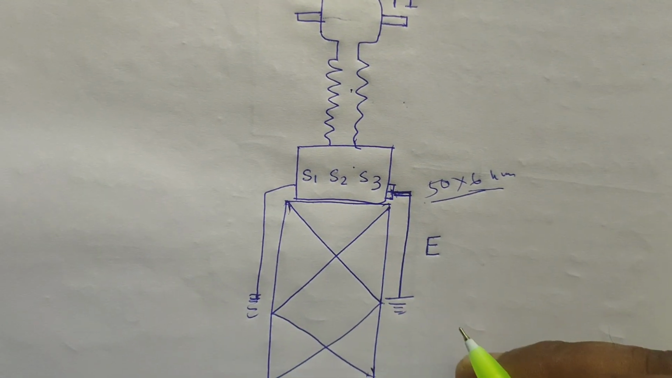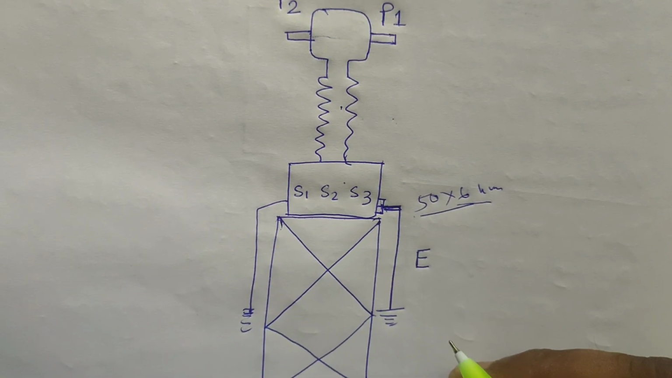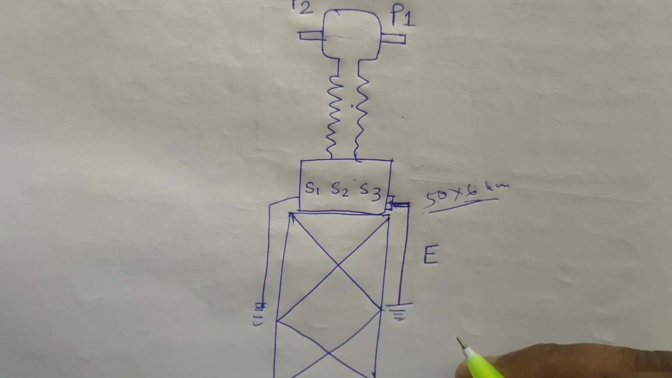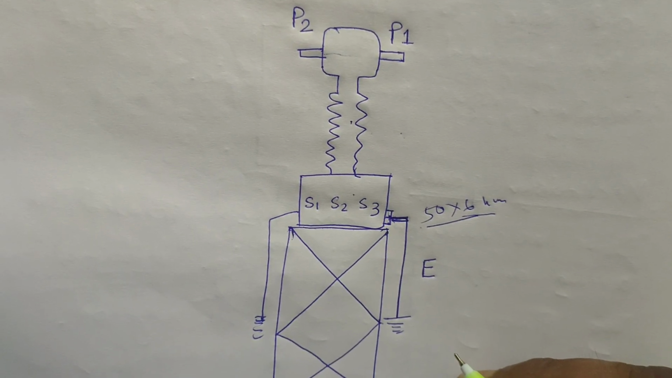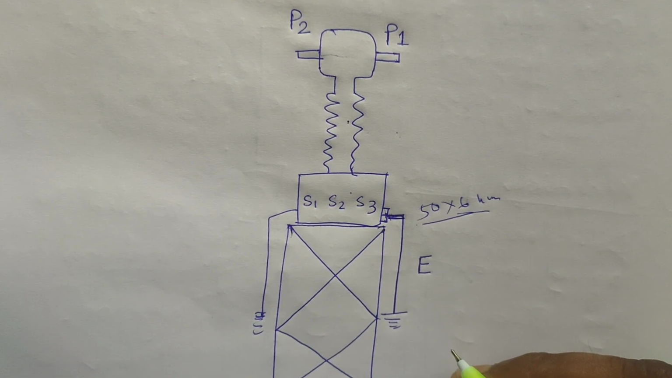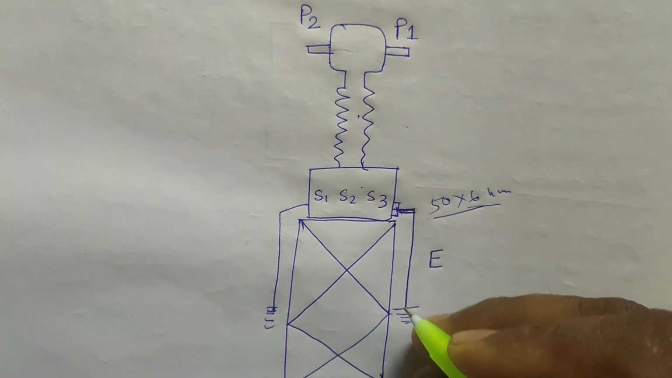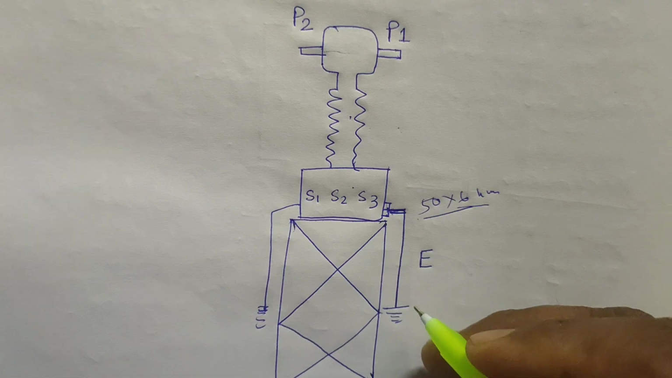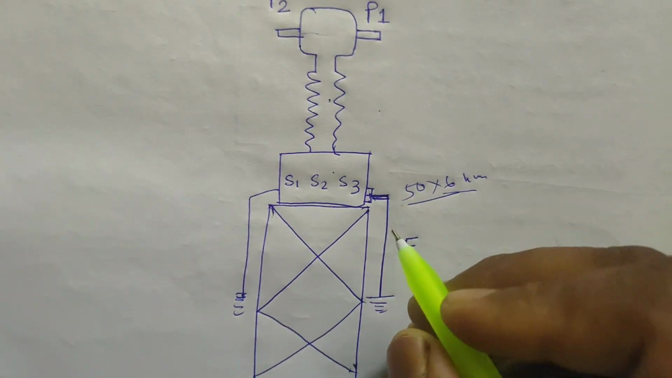The earth wire is connected to the metal chassis or enclosures of the electrical equipment, ensuring that any types of fault current will flow through the earth wire and not through a person. So it is very, very important.